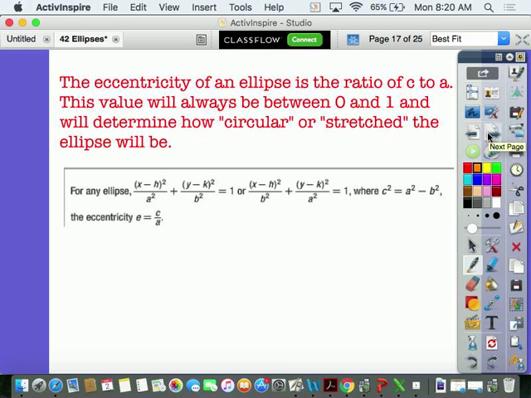Now, the eccentricity of an ellipse is the ratio of c to a, like the actual value c to a. And this value will always be between 0 and 1 and will determine how circular or stretched the ellipse will be. So for any ellipse, it doesn't matter whether it's a horizontal major axis or a vertical major axis, the eccentricity is the formula e equals c over a.